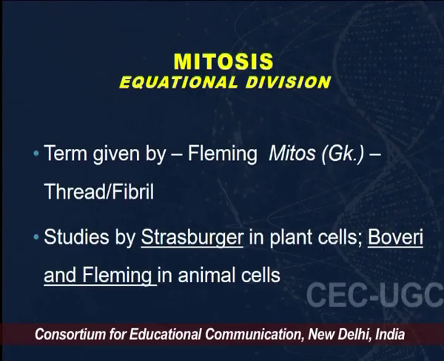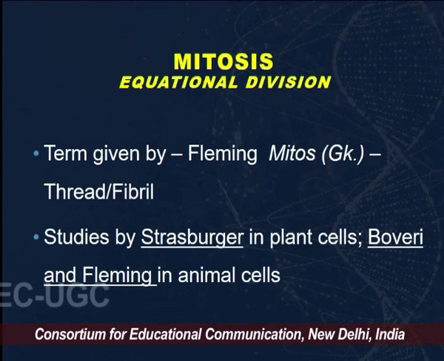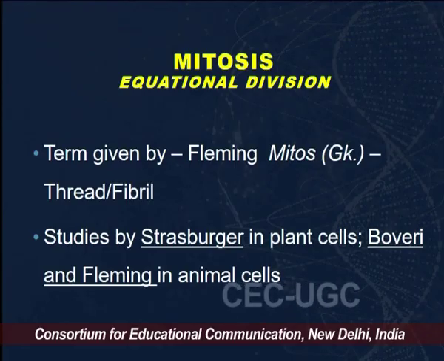So, mitosis is an equational division. The term was given by Fleming. Mitos, a Greek word, means thread or fibril. It was studied by Strasburger in plant cells and Boveri and Fleming in animal cells.